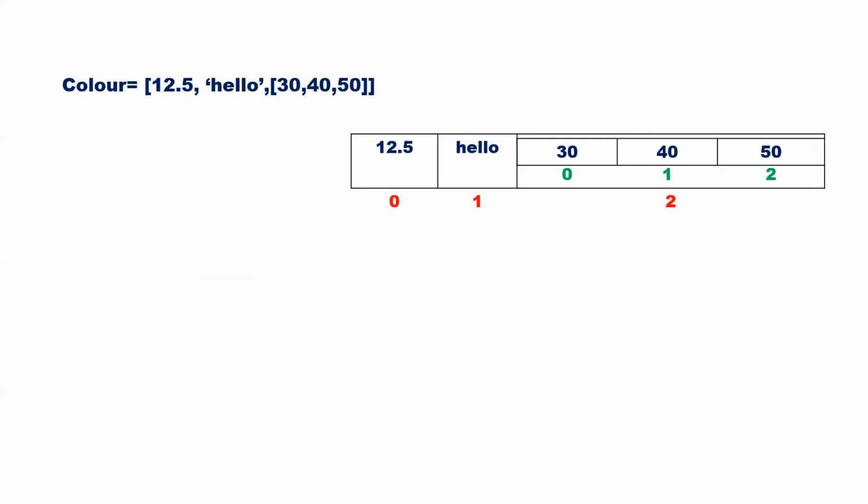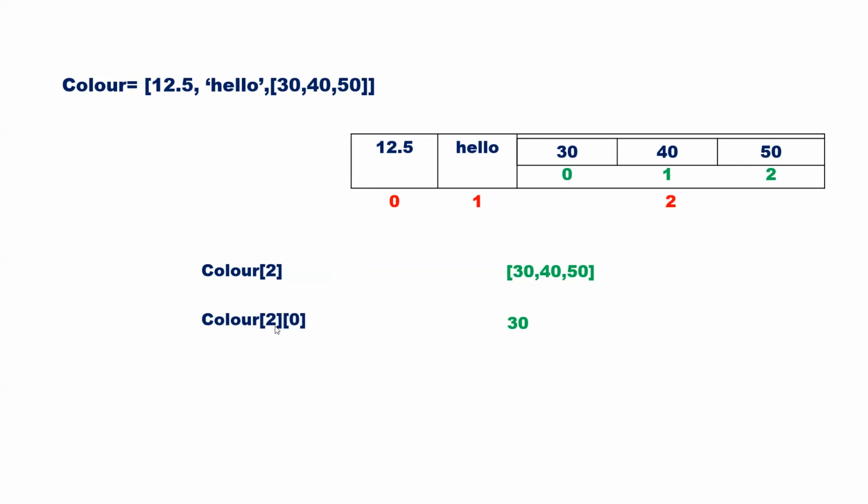Now, let us see how to access the elements of a nested list. So, the list 30, 40, 50 is a nested list inside the list color. Color of 2 will give the third element of the list. So, that means we will get the list 30, 40, 50. To access the individual element of this list, we need one more subscript. Inside this list, 30 is the first value. So its index is 0. Hence, when we write color of 2, 0, it will give 30.